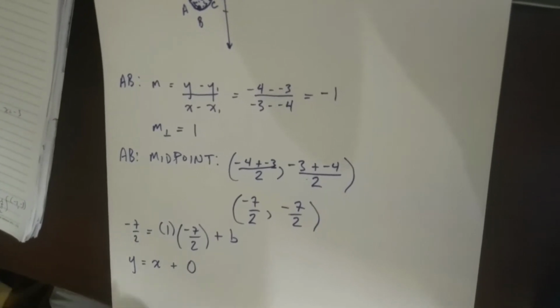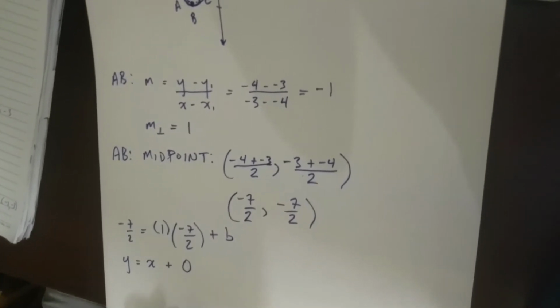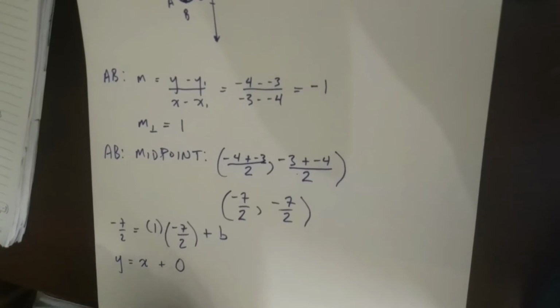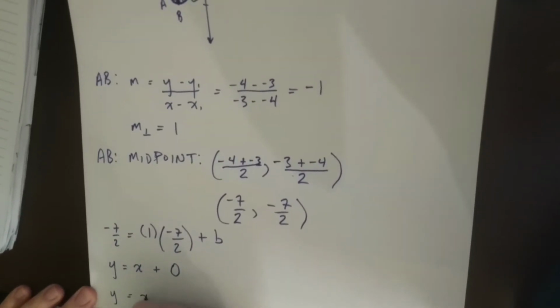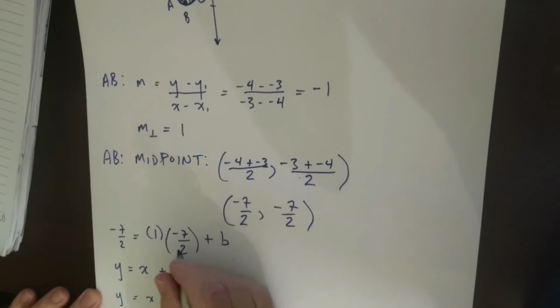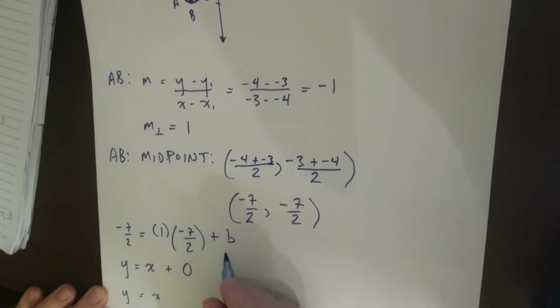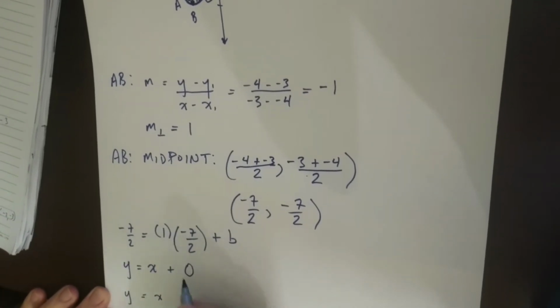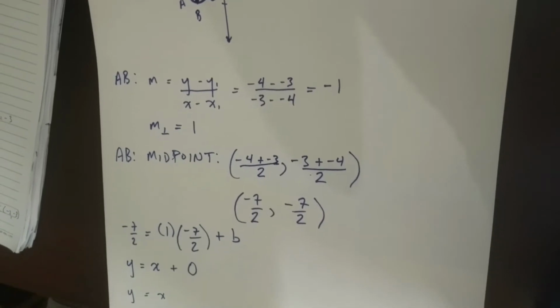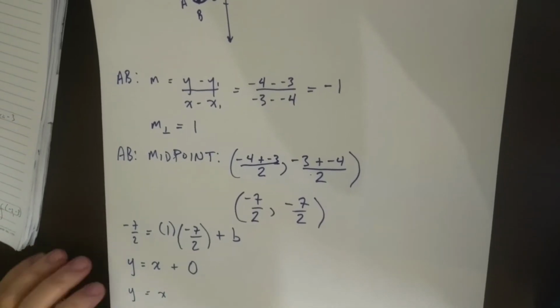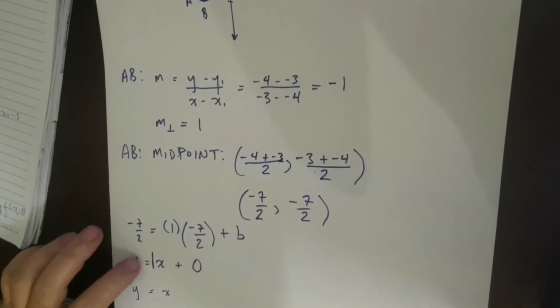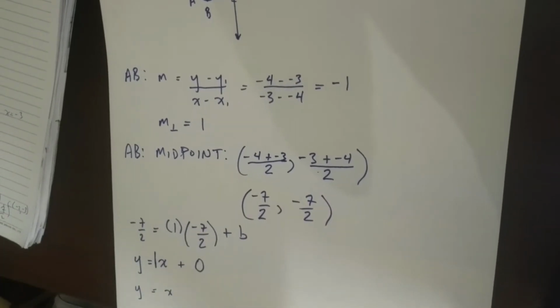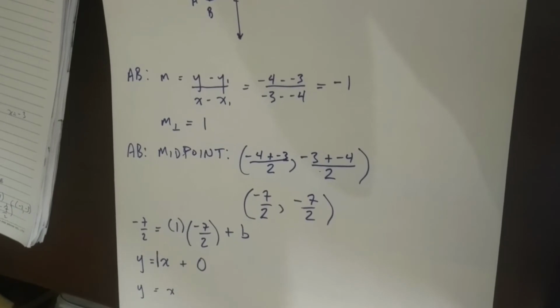And when you find the solution, you get y is equal to x, because you find -7/2 and add it to both sides. You find out that b is 0, and the slope is 1, the gradient is 1, and there's an implied 1 here, and 1x plus 0, and then you just find that y is equal to x for AB.